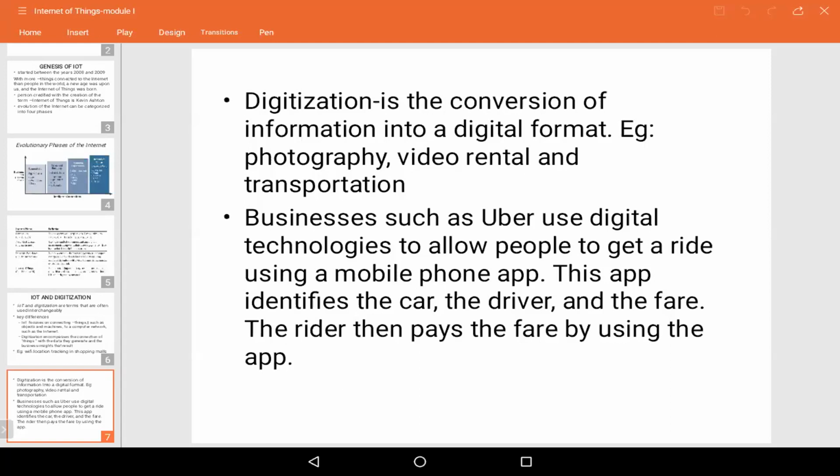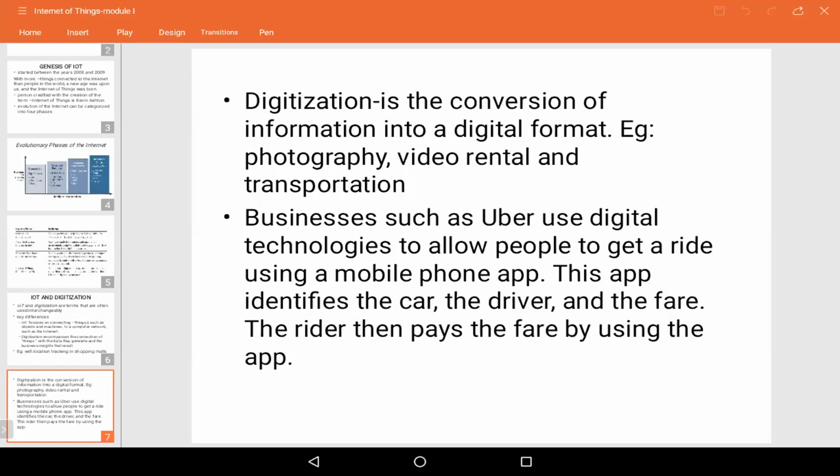That is the first example. The second example is videotapes. Earlier, people used to rent out videotapes and watch the movies. But now we all have phone apps where we can download the movies and then watch them. So see how digitalization and business play a huge role.